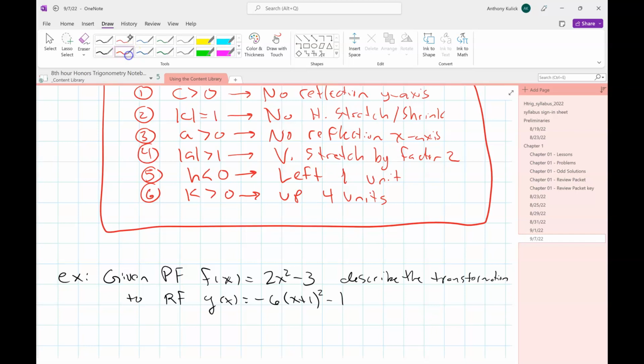So, given the parent function 2x squared minus 3, describe the transformation in the proper order. I didn't write that down, but whenever we say that, we're just going to write them in the order that we just described, even if I don't ask you to or don't remember to ask you to. So we get the resultant function negative 6 times the quantity x plus 2 squared minus 1.